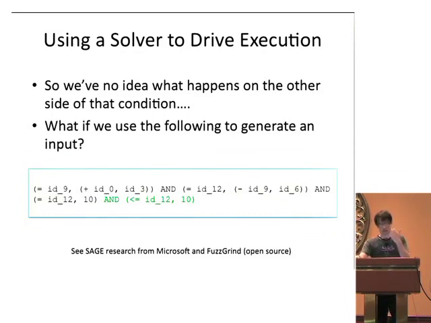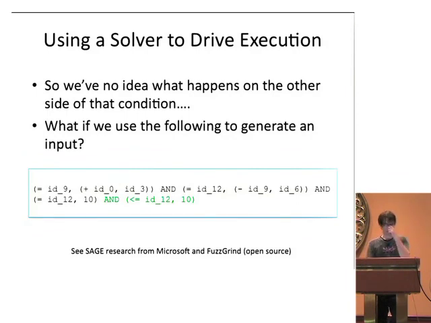This has been implemented by Microsoft in particular with their Sage project, so they essentially use it to fuzz code. Basically, if you have an input that drives execution down one particular path, and you want to fuzz another path, you just negate conditions and move on. There's also an open source version called FuzzGrind, which does something similar, works on top of Valgrind, and it's worth checking out.